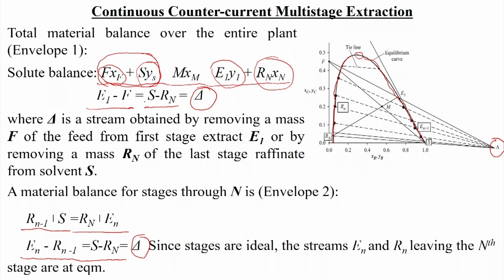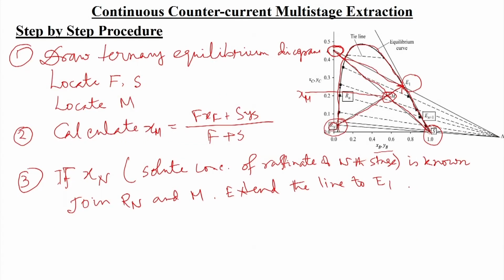So, whenever we have F and E 1, we have E 1 minus F, or we will be getting S minus R n, since we have S and R n. From there we will be getting the same delta. Now we have E 1 and F, and we join a line, and we have R n and S. So, S minus R n or E 1 minus F, where it will be meeting, that is nothing but delta.